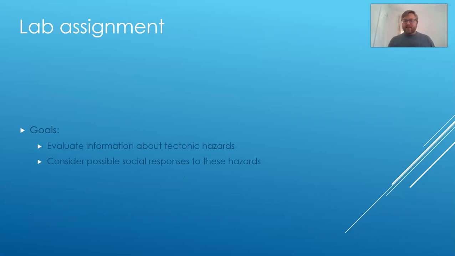So for your lab assignment this week, you are going to be evaluating some information about tectonic hazards. You're going to be looking at a case study of that hotspot that I mentioned in Yellowstone and trying to understand the types of hazards that might present, and then the possible social responses to those hazards. What could we do to prevent a hazard from turning into a disaster?